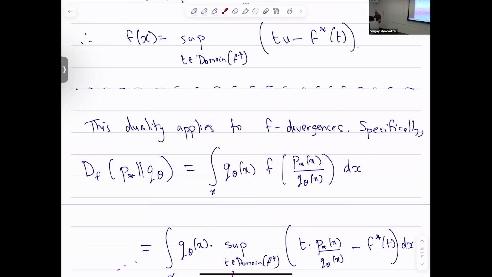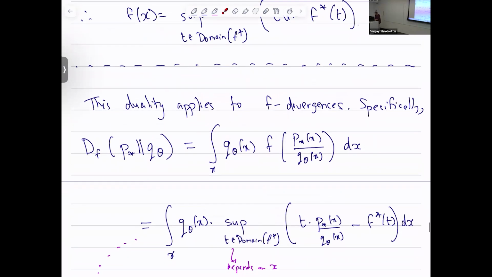So now let's apply duality to f-divergences. Let's look at the f-divergence of P star and Q. Remember, by choosing f, I can make this a forward KL, reverse KL, whatever else I want. Okay? All of them are in this form. This is Q times f of P star by Q.